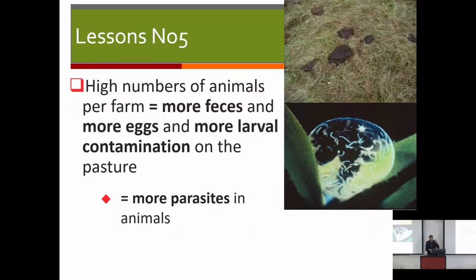So one other lesson on the farm: a high number of animals per farm. The more feces, the more eggs, the more larvae contamination. So the number of animals on the farm is also important. You have to think about how many animals should be in one herd or one farm. So this is also a very important lesson.